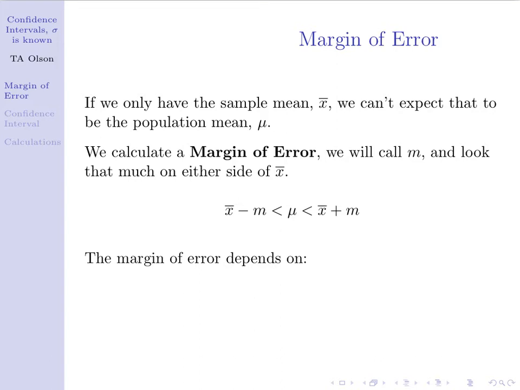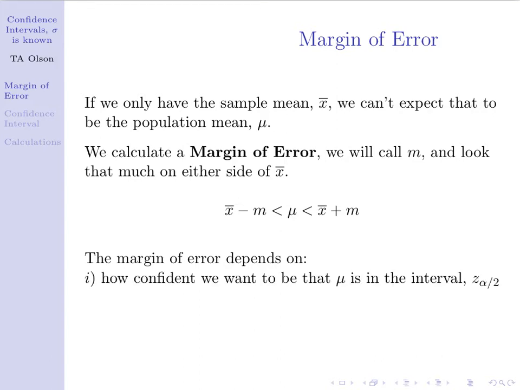Now, the margin of error is going to depend on a couple things. Number one, it's going to depend on how confident we want to be that mu is in the interval, right? The more confident we want to be, the wider this interval is going to get. This confidence is going to be carried by something called Z alpha over 2. It's called a critical value. We'll show a table of these in a little bit.